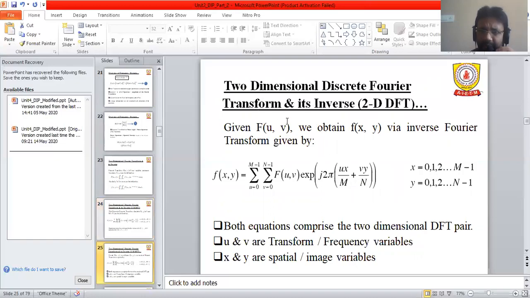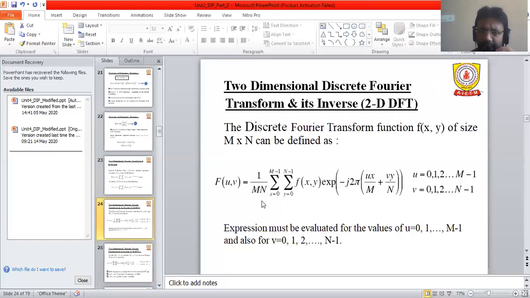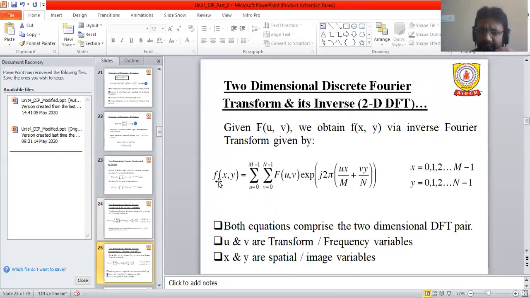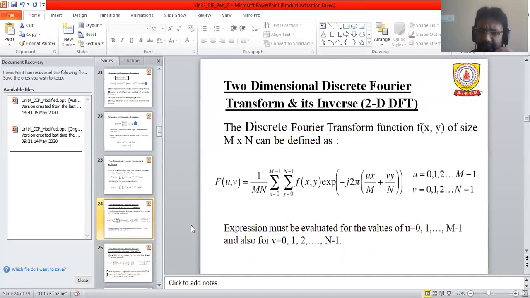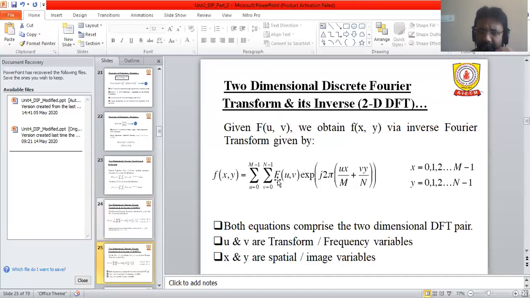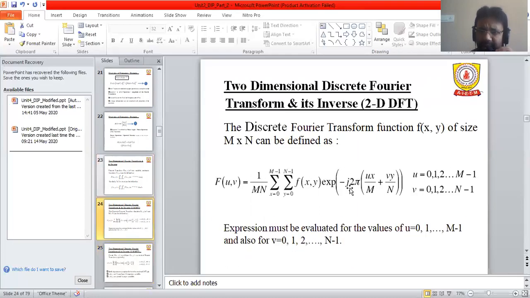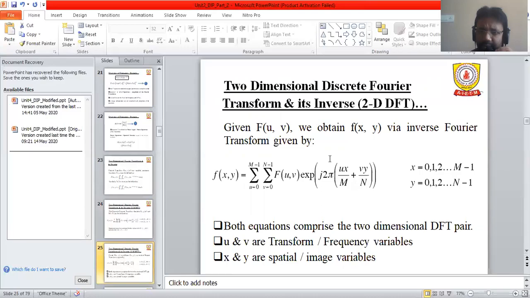Now, when we have to take the inverse of it, we simply put F of u,v inside this summation, and f of x,y is on the left hand side. So that expression is evaluated as follows: small f of x,y equals the summation over u equals 0 to m minus 1, v equals 0 to n minus 1. So x,y will be replaced by u and v, and small f is replaced by capital F, and e is raised to the power, that minus sign will become a plus sign. So e raised to the power j 2 pi within brackets ux upon m plus vy upon n.